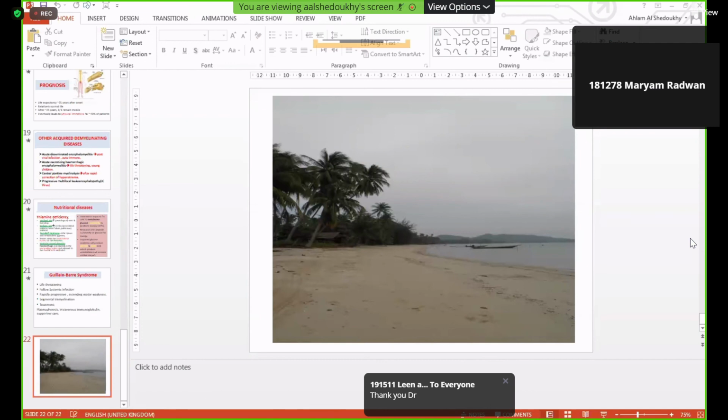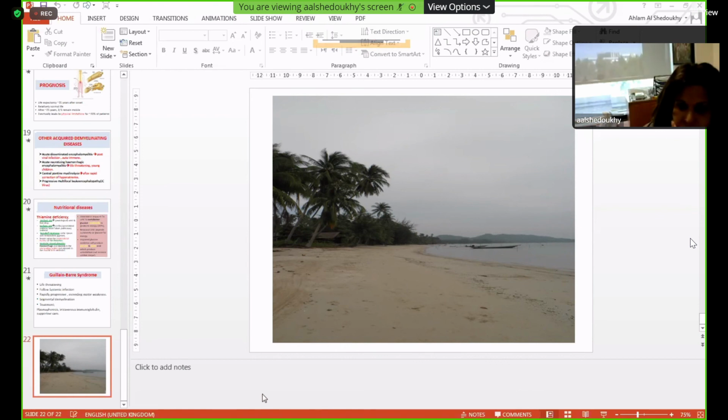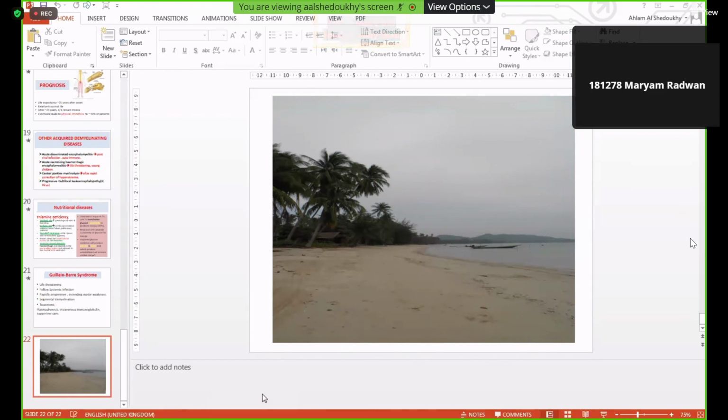Doctor? Yes? So what we need to focus on most this session is MS and the other acquired demyelinating diseases. We need to know the basic features that you mentioned, and that's about it, right? Yes. Okay, thank you.